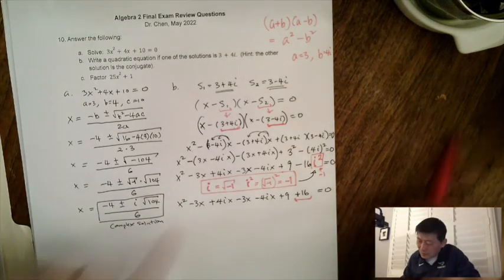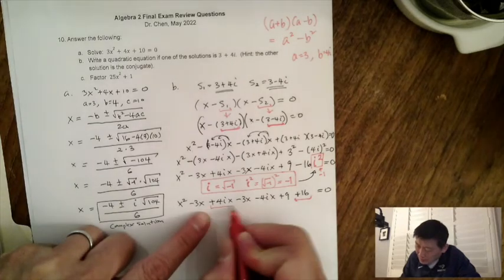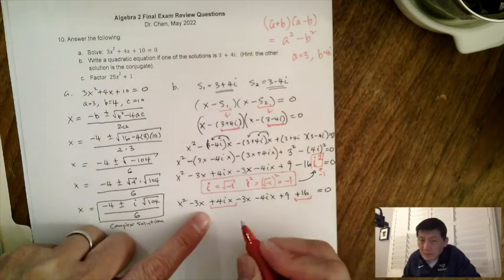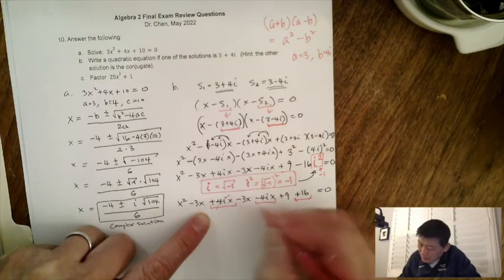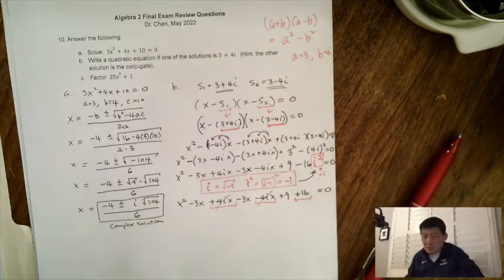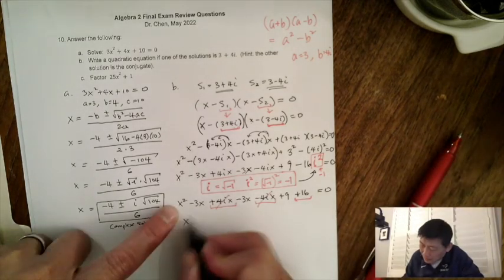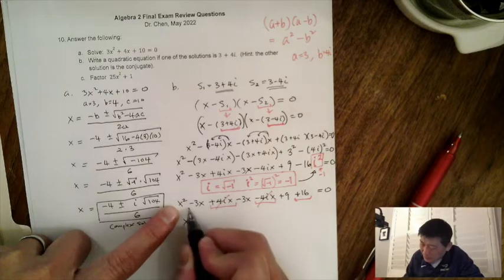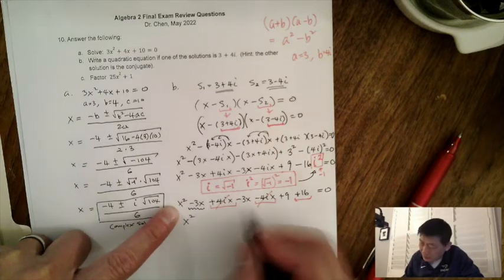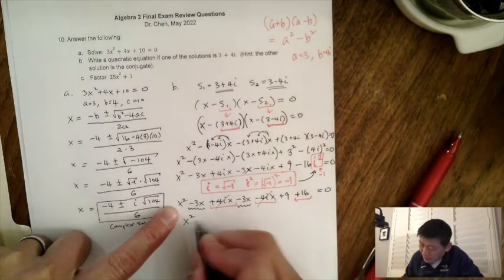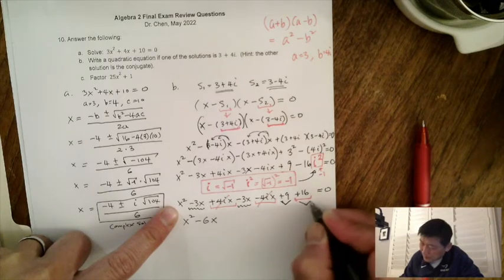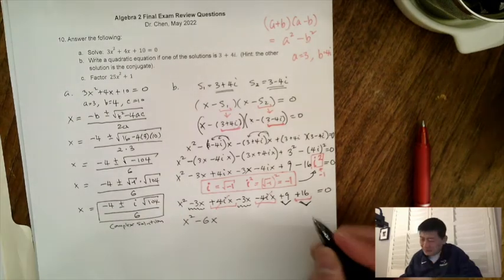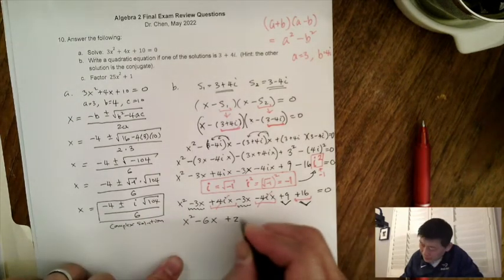Okay, a few things I also noticed, right? This term 4ix, positive 4ix, negative 4ix, canceled out. Okay, so now my next step is x squared, -3x, -3x becomes -6x, right? Plus 9 plus 16 gives you plus 25, and then equal to 0.